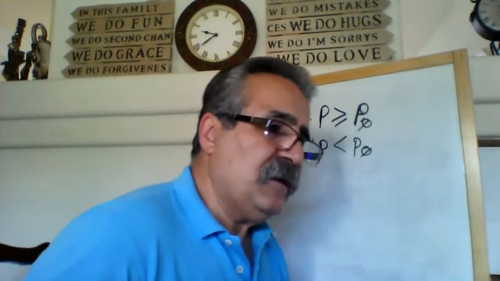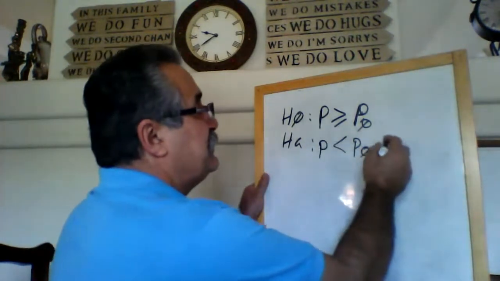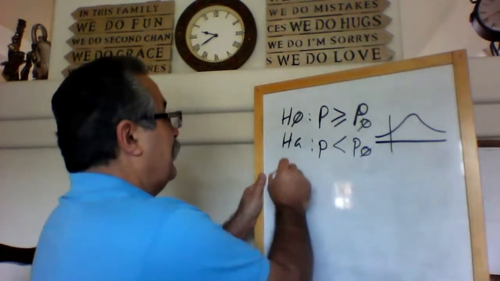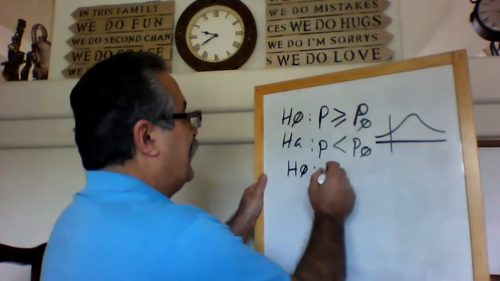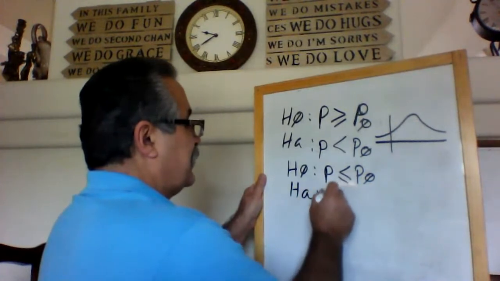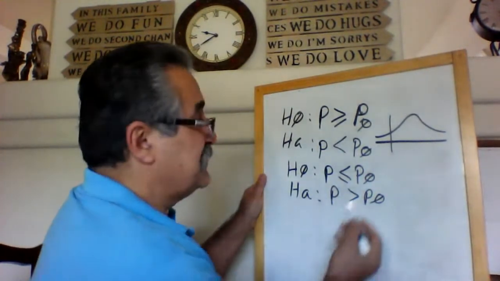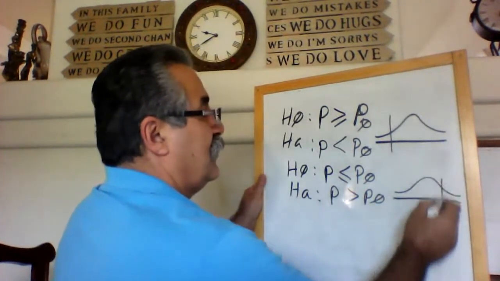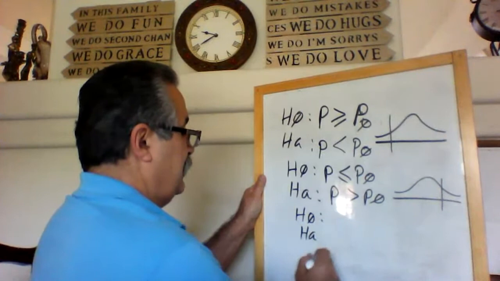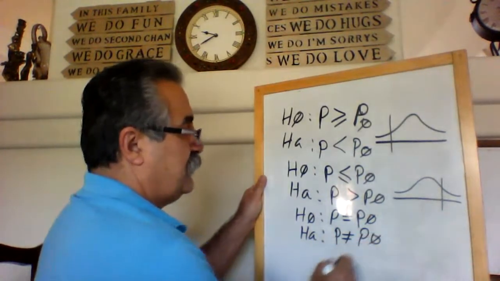Now, listing those 3 cases of hypothesis testing: the lower tail, one tail, where H0 states that p is greater than or equal to p sub 0 and HA states that p is less than p sub 0; then one tail, upper tail, where H0 states that p is less than or equal to p sub 0 and HA states that p is greater than p sub 0; and then two-tail hypothesis testing, H0 and HA, where p is equal to p sub 0 and p is not equal to p sub 0.